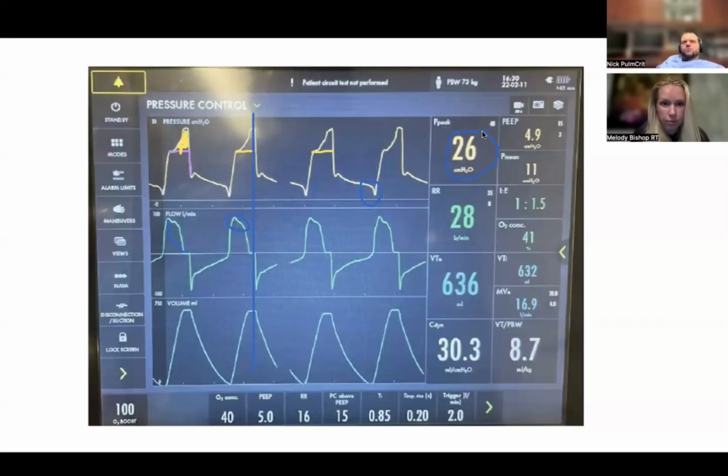What do you think? No, I think that's fine. I think a lot of people that I've seen, at least recently, would say something to the extent of switch to pressure support to see what they're doing.